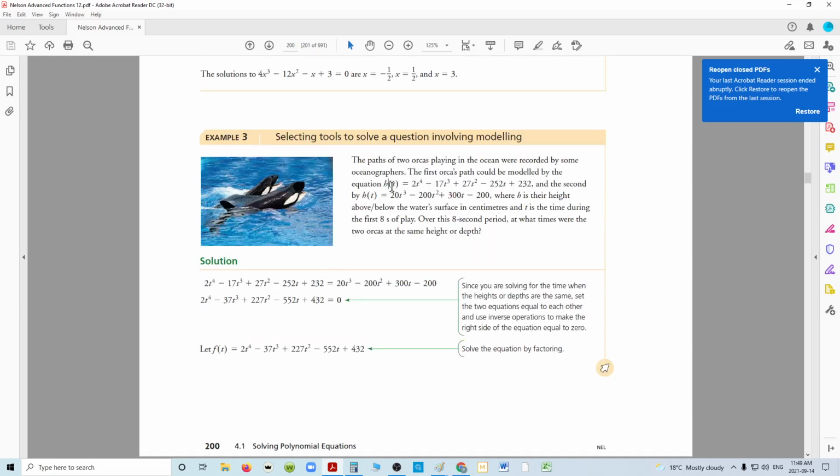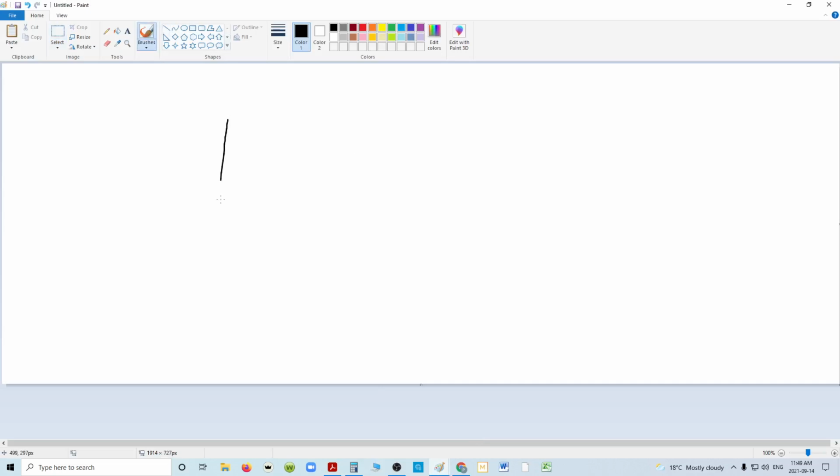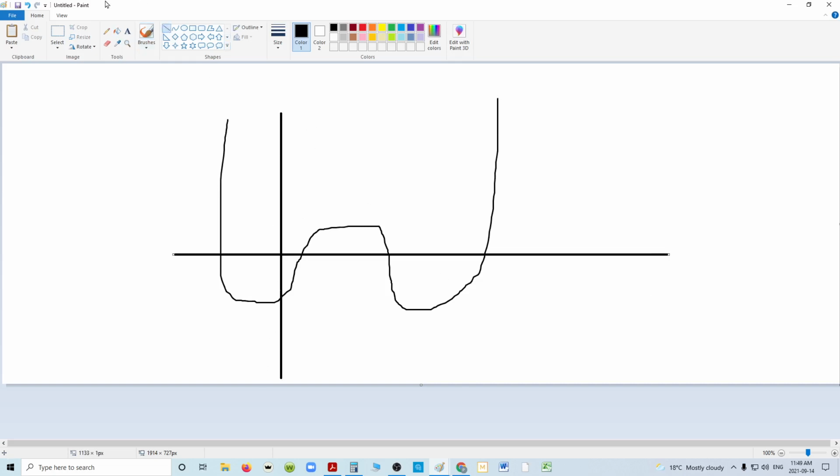Then they give you real life scenarios, and they only care about this one from 0 to 8 seconds. And you discover that a cubic like this will look like this. And you will also discover that they only care about this part here. And that's the only part where the whale jumps above the x-axis, which they are calling the water. So that means you have to determine where the x-intercepts are in between this obvious point.